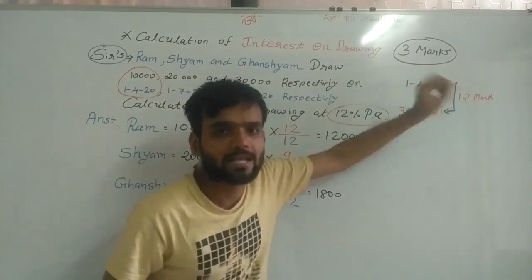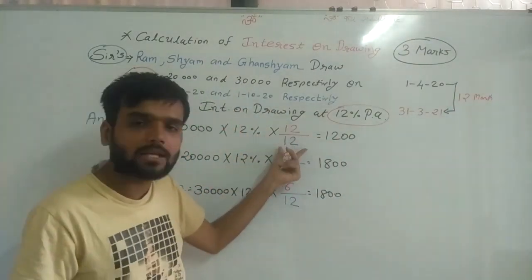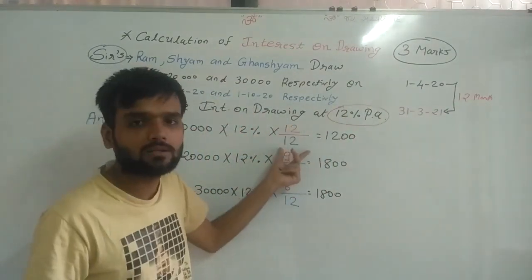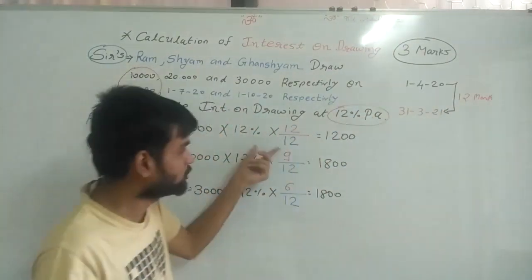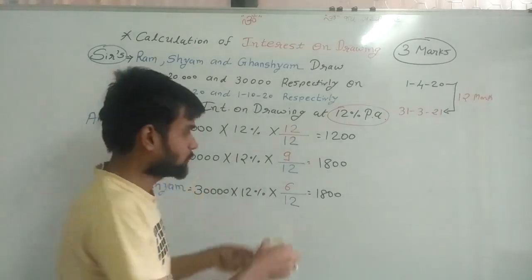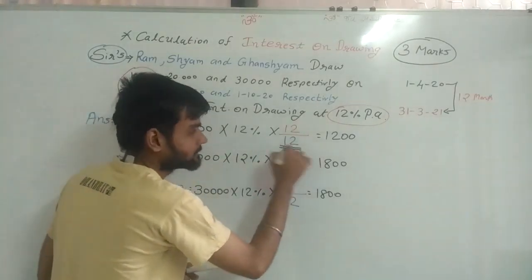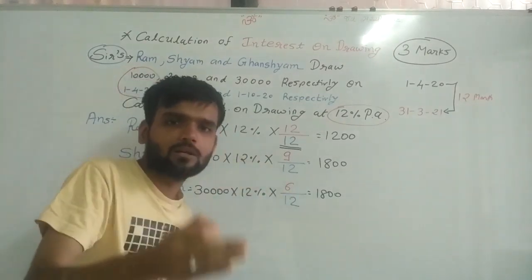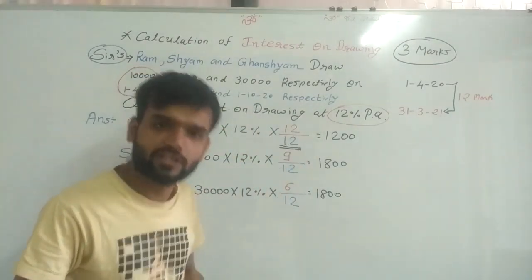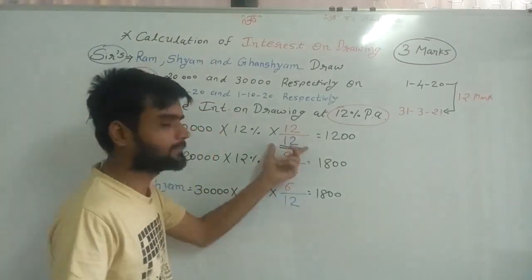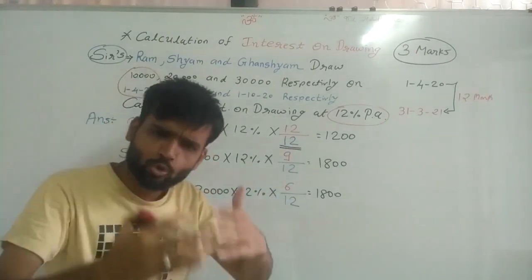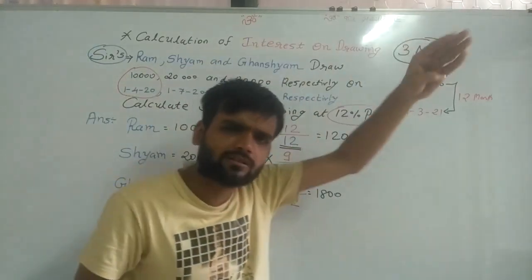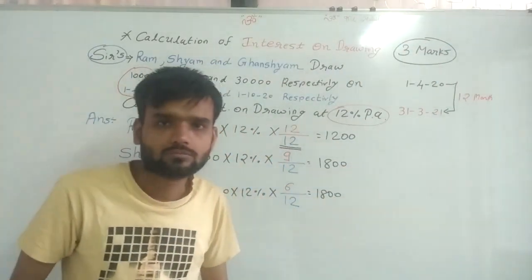Suppose here 7 months, then into 7 upon 12. Suppose here 8 months, into 8 upon 12. Suppose here 3 months, then into 3 upon 12. 12 remains fixed. Divide by 12 remains fixed because it is a yearly calculation, and a year has 12 months. That's why divide by 12. That you know very well. All these things are already in your 8th, 9th, 10th standard also.